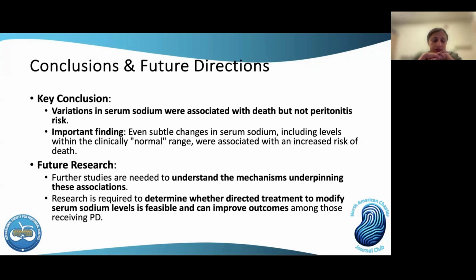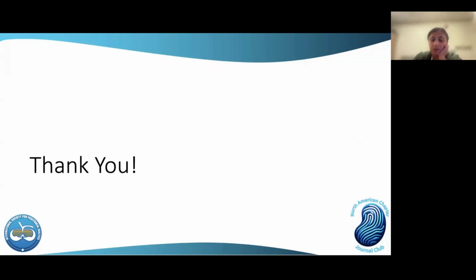So further research is required to understand the mechanism underpinning these associations. And the million-dollar question after this study is, would any intervention to change the serum sodium level have any impact on mortality and overall outcome in PD patients? So that's yet to be explored. So with that, I conclude my presentation and happy to take any questions if you have.